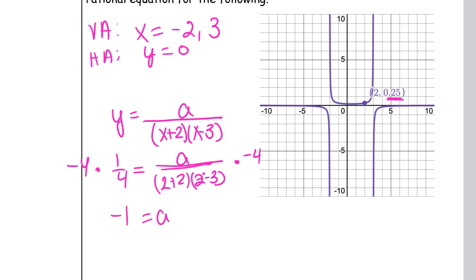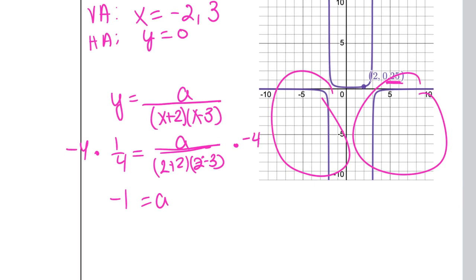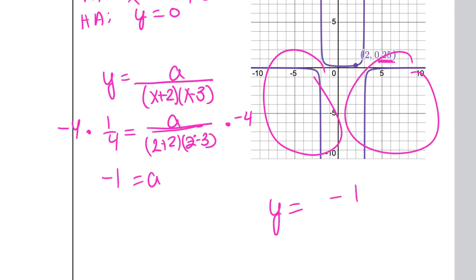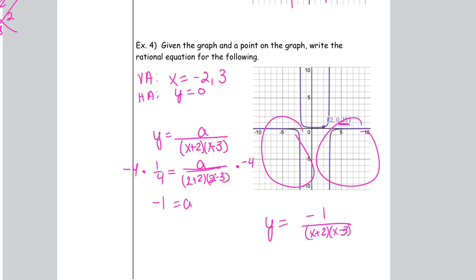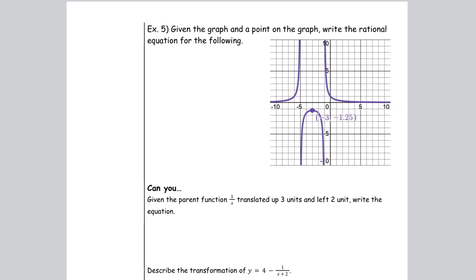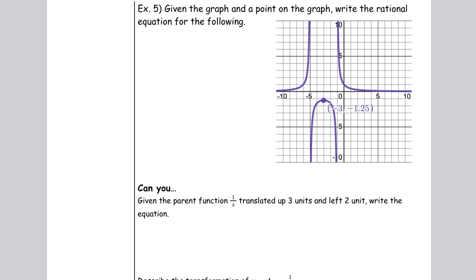Wait, so does that make sense? Because both of these are in the bottom. So now we have y equals -1 over x +2 and x -3. Is that why the parabola looks like that? Or it's not really a parabola. It depends on how wide it is. Lots of factors. It depends on what the a value actually is, because the bigger the a value, then it's going to go faster.